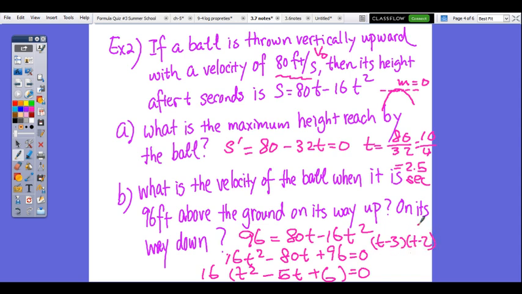Again, set that equal to 0. So we do have two times. One is at 2 seconds, and the other one is at 3 seconds. For those two times, you see that the ball is reaching 96 feet. Again, it's a parabolic figure. So at 2 seconds the ball reached 96, and then at 3 seconds the ball also hits 96.